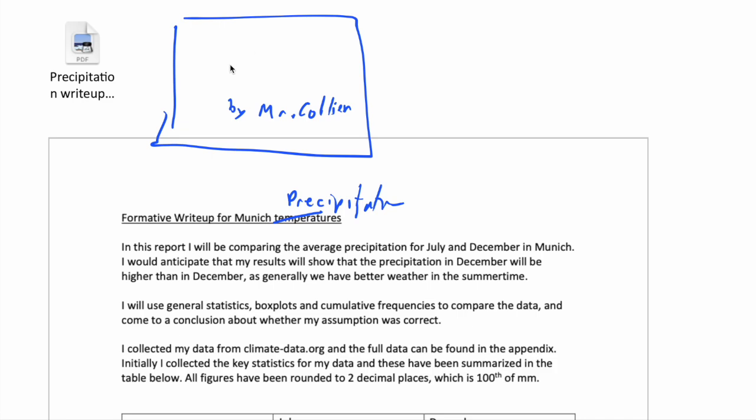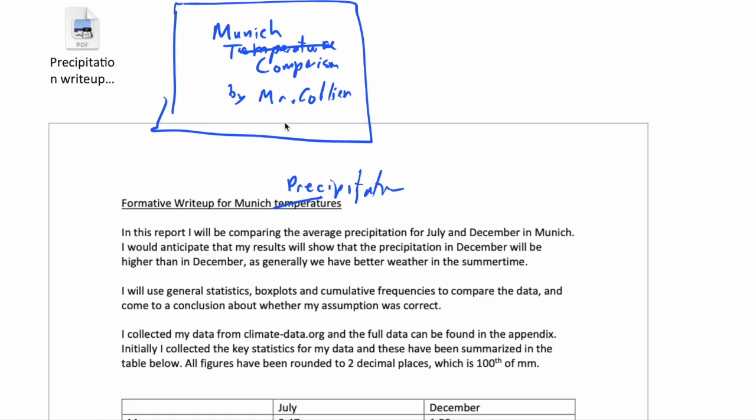So maybe you could call it Munich temperature comparison or something. Okay, it's up to you to make a title that's appropriate. Or maybe you can call it, that's not temperature, precipitation. Anyway, you can make a title, whatever you want, and your name's on there. Maybe you put your subject on it, depends on what your teacher requires, but there's not much on the title page, it's just a requirement to have it.